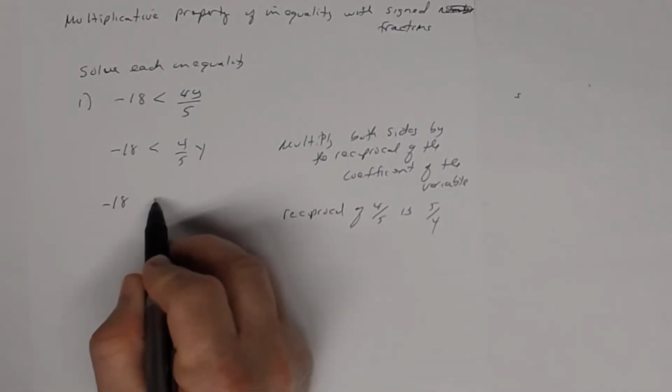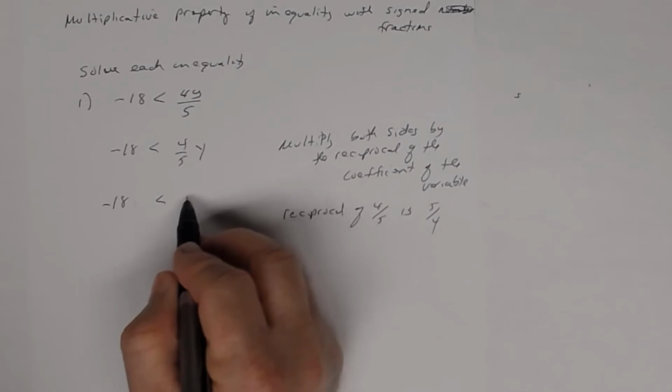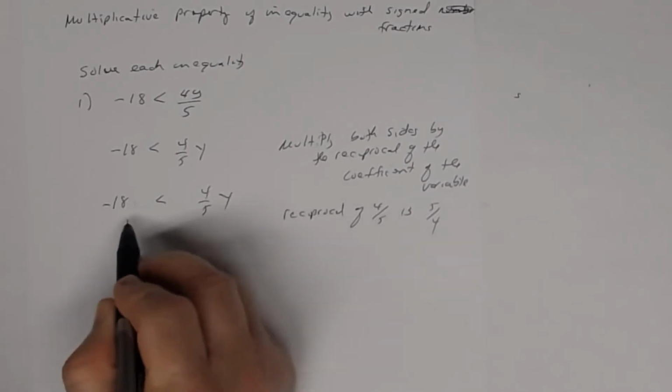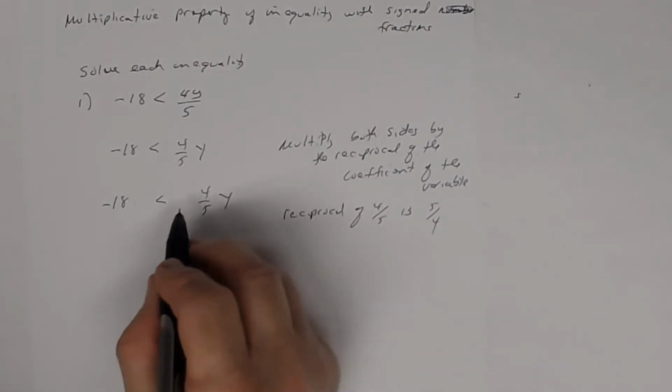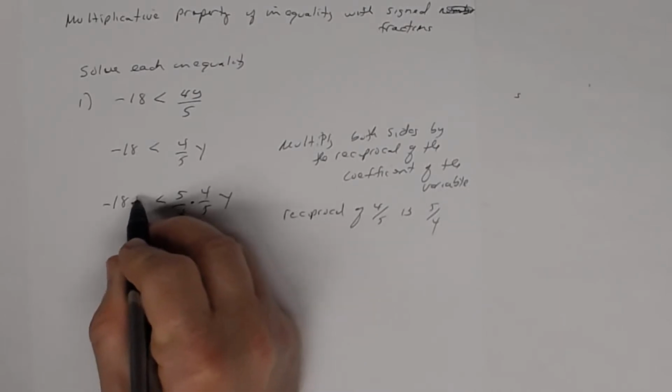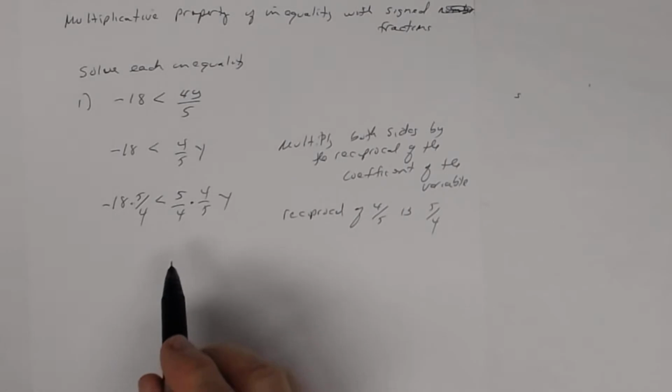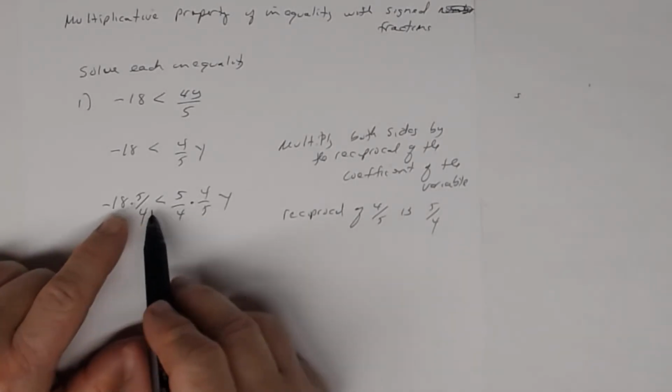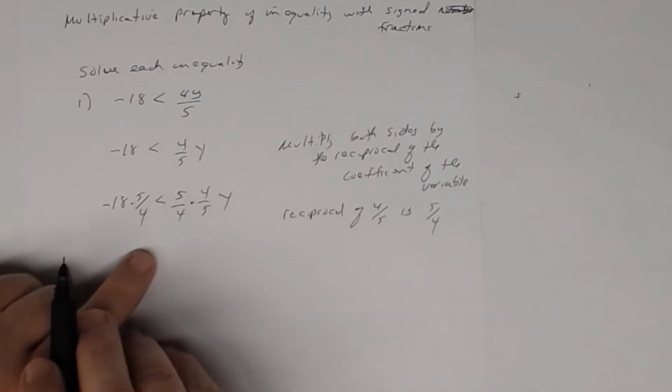So you have negative 18. I'm just going to rewrite this over, leave some space, 4/5 y. So negative 18 is less than 4/5 y. So what we're going to do now is multiply both sides by 5/4, just like this. So we multiplied both sides by the reciprocal. What you do to one side, you do to the other.